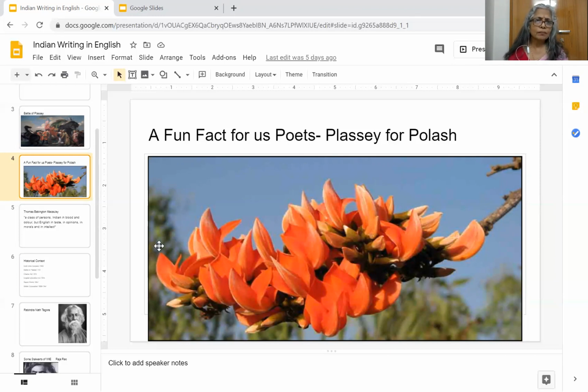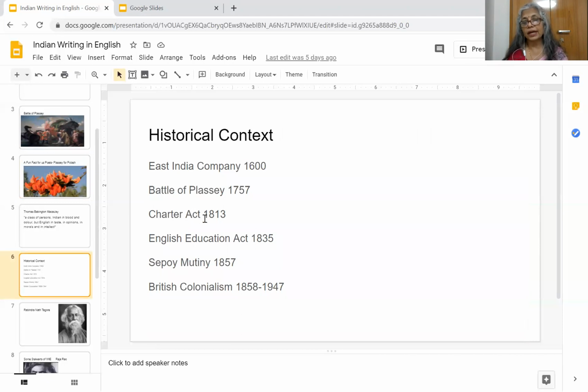Then we go back to the historical context, and we talk about the Charter Act of 1813, which was again another very significant point, because the Charter Act actually, according to literary historian and critic Gauri Vishwanathan, I'm sure you will become familiar with her as you go on in your studies.